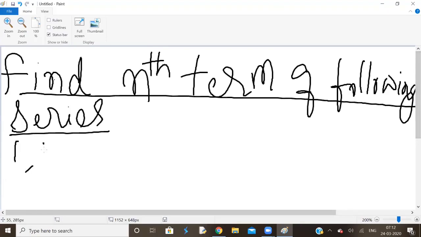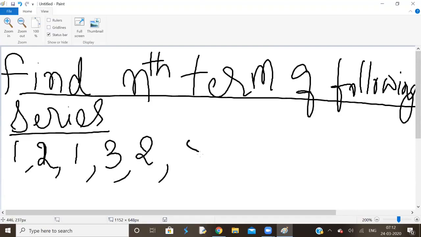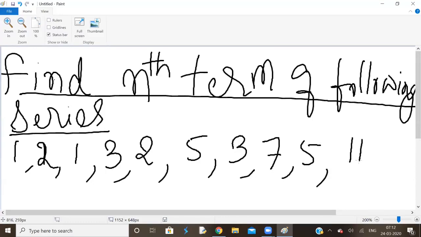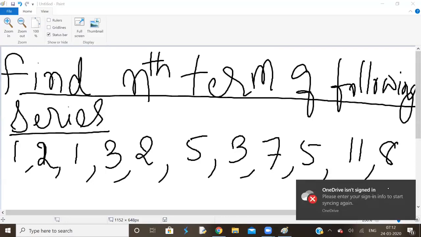Step 1: 1, 1, 2, 1, followed by 3, followed by 2, followed by 5, followed by 3, followed by 7, followed by 5, followed by 11, followed by 8, and what is next?